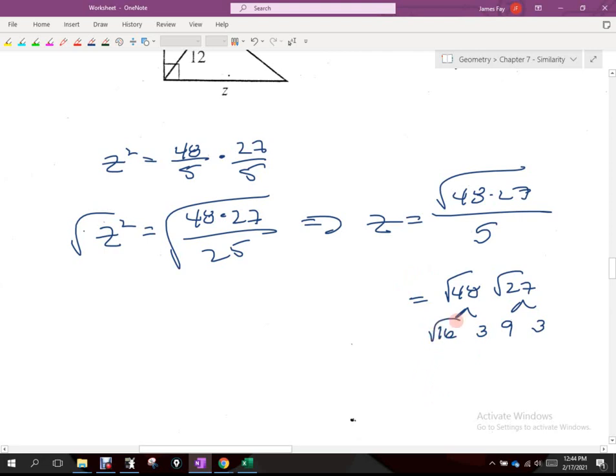What's the square root of 16? 4. What's the square root of 9? 3. That 3 times 3 is a 9, right? What's the square root of that 9? 3. What's 4 times 3 times 3? 36. So that's what this top turns into, 36/5, and that's our z value.